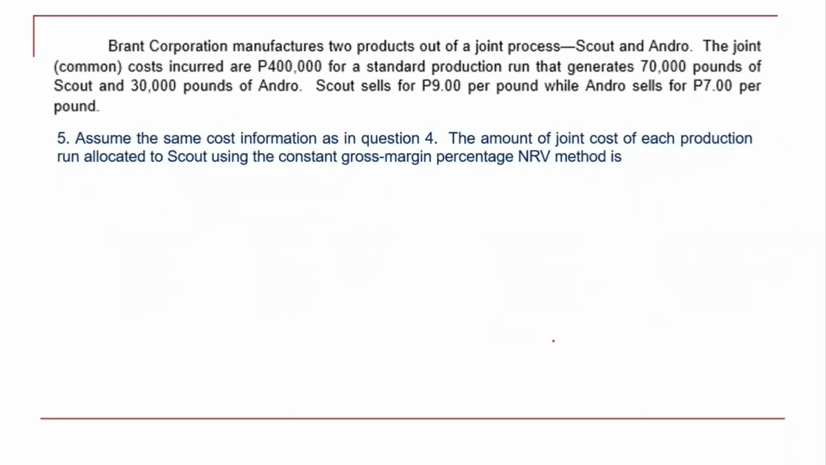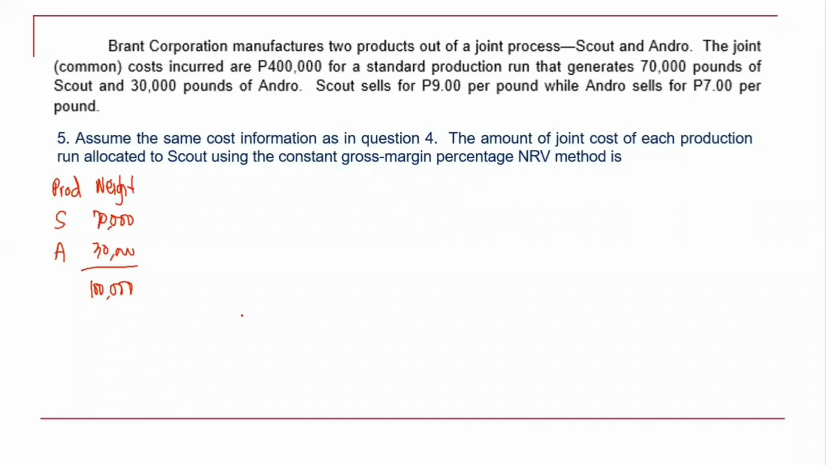Now, let's go to number 5. Sa number 5 naman, ang gagamitin po natin ay constant gross margin percentage NRV method. Okay. So for number 5, siyempre simulan ulit natin sa ating mga products. We have Scout and Andro. Okay. So weight, that would be 70,000 pounds and 30,000 pounds.